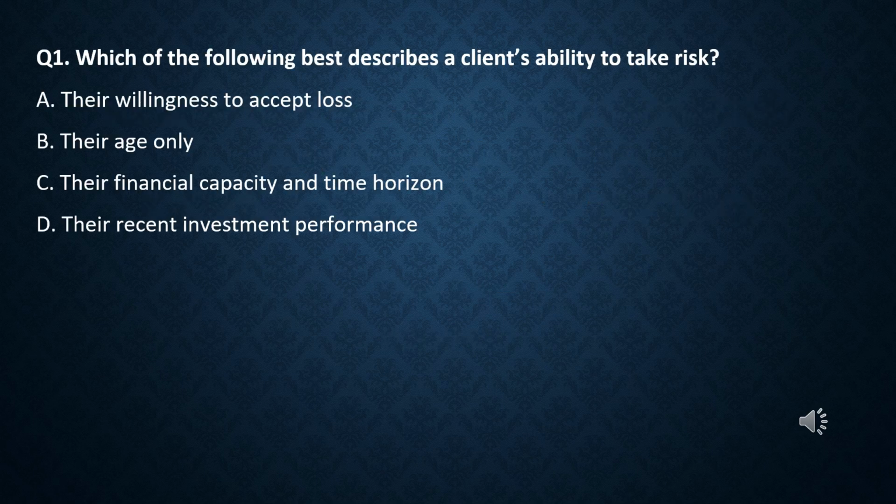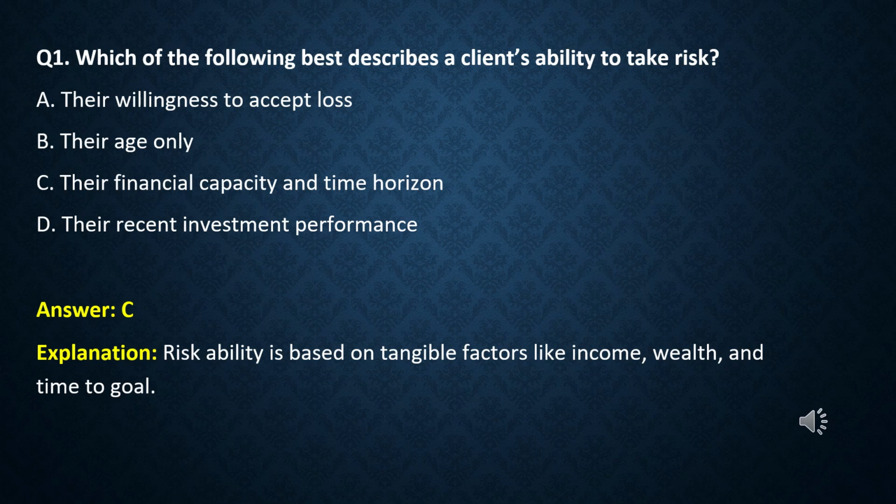which of the following best describes a client's ability to take risk? Option A, their willingness to accept loss. Option B, their age only. Option C, their financial capacity and time horizon. And option D, their recent investment performance. Correct answer is option C. Risk ability is based on tangible factors like income, wealth and time to goal.